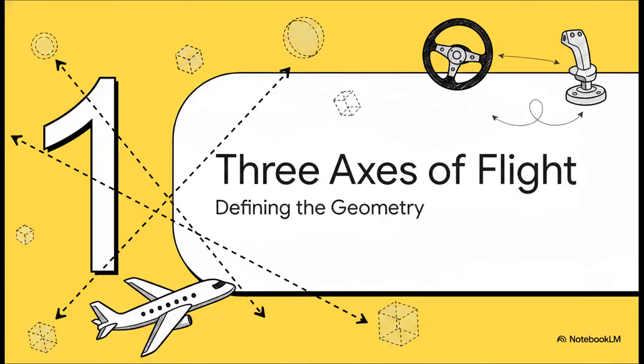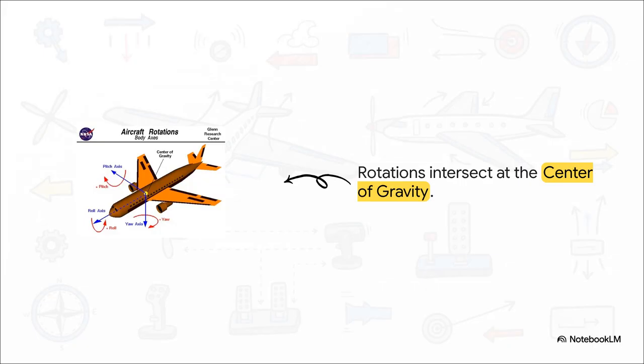All right, part 1, the 3 axes of flight, defining the geometry. Before we can even think about installing a steering wheel or a control stick, we absolutely have to define the 3-dimensional space that the aircraft is operating in. We have to map the invisible lines of rotation. Think about a single point right in the middle of the plane. That is the center of gravity, or the CG. Every single rotation an aircraft makes, no matter how extreme the maneuver is, happens precisely around this exact intersecting point. It's basically the fulcrum for the entire machine up in the sky.